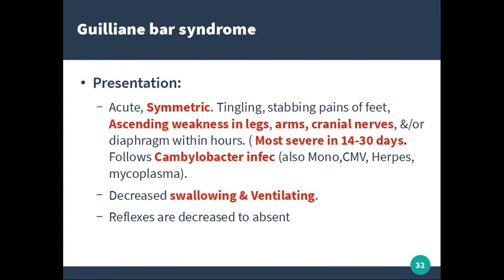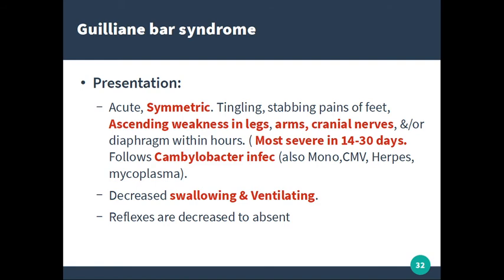Guillain-Barre syndrome usually has a different presentation to the other neuropathies we saw before. Guillain-Barre syndrome usually occurs acutely and symmetrically. There is usually tingling, stabbing, and pain in the feet, with ascending weakness in the legs, arms, and cranial nerves, and it is usually very severe 14 to 30 days after an infection. Most of the time it is a gastrointestinal infection caused by Campylobacter. It can also, however, be caused by CMV, herpes, and mycoplasma.